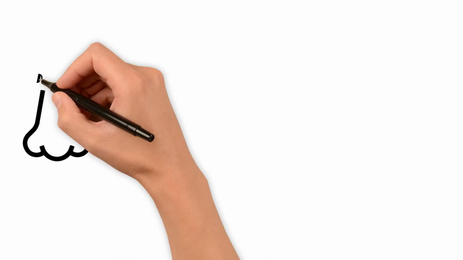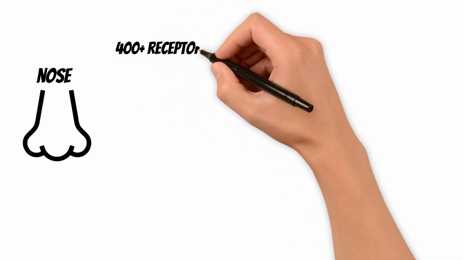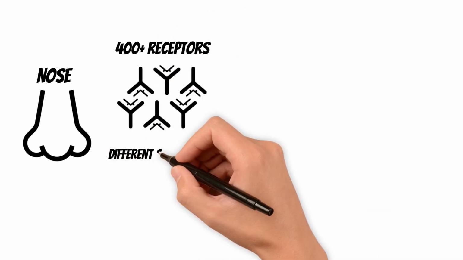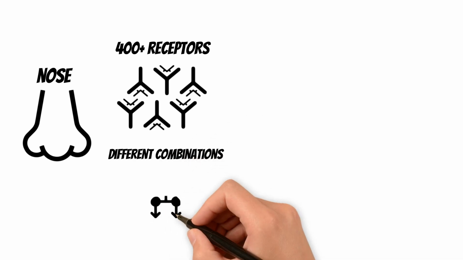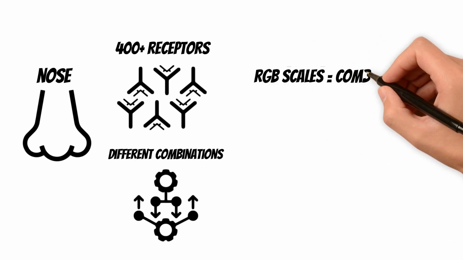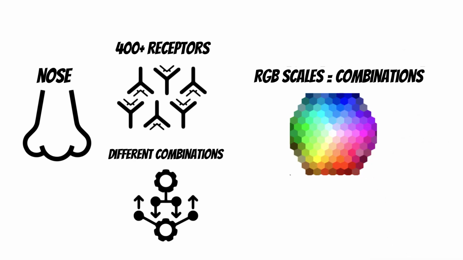Despite having only around 400 types of olfactory receptors, humans can distinguish millions of different smells. This is because each molecule activates a unique combination of receptors. Rather than one receptor corresponding to one smell, the brain interprets patterns of receptor activity. It's similar to how just 3 color receptors in the eye allow us to perceive millions of colors.